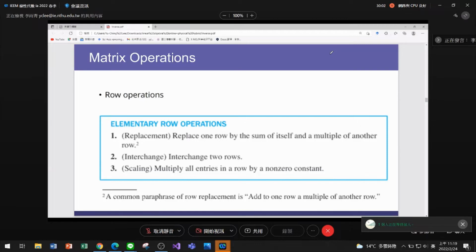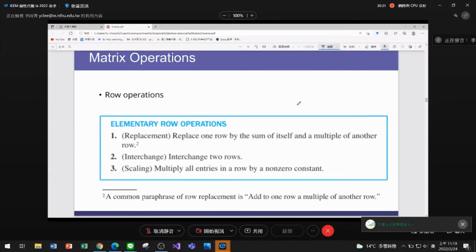When we talk about row operations, we only mean one of the three things: replacement, interchange of two rows, or scaling, multiplying all entries in a row by a non-zero constant. So those are the three row operations.